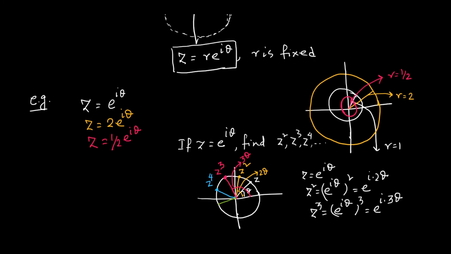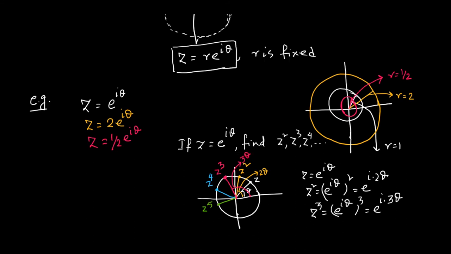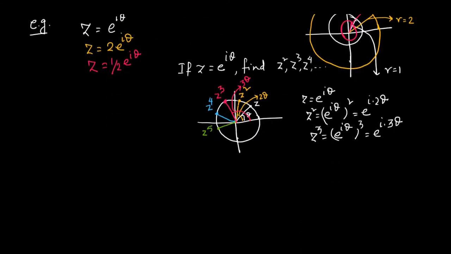Maybe something like this. This will be z to the power 5, so at an angle 5 theta. This is how we can plot z square, z cube, z to the power 4, and we can find out their locations very easily if z equals e to the power i theta.